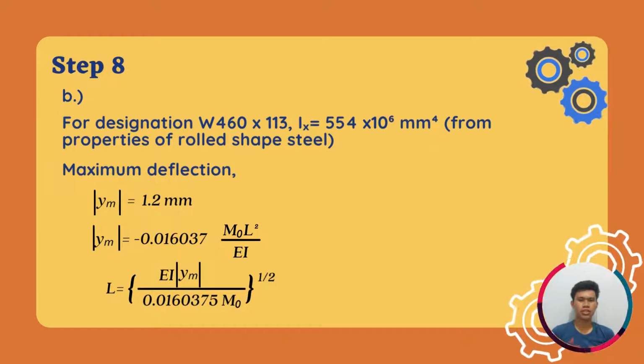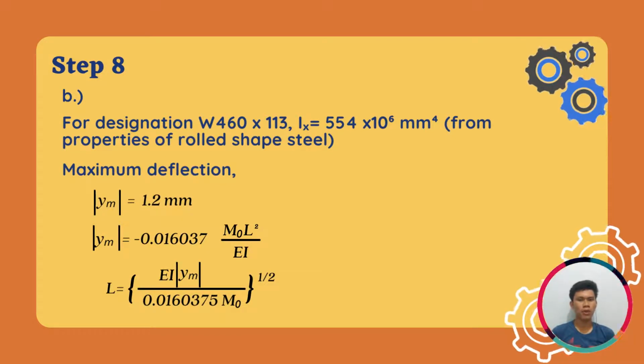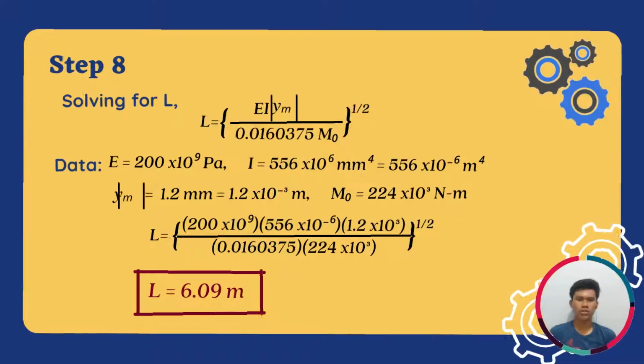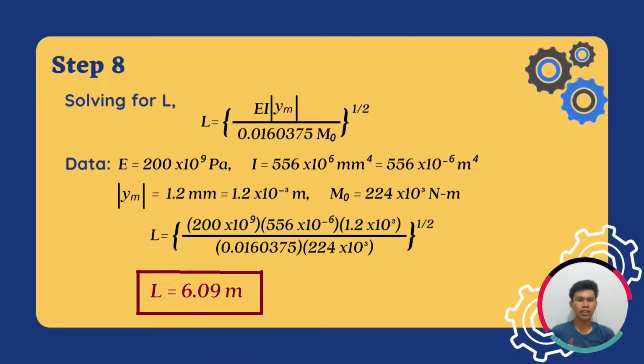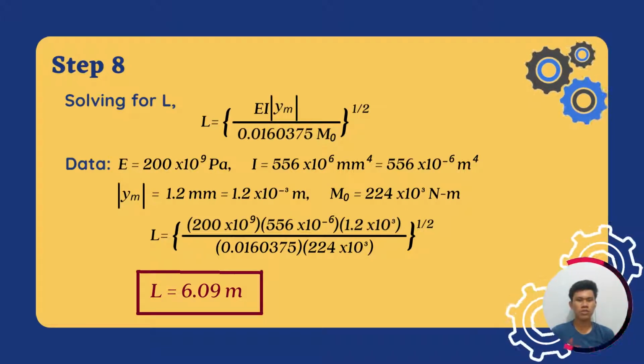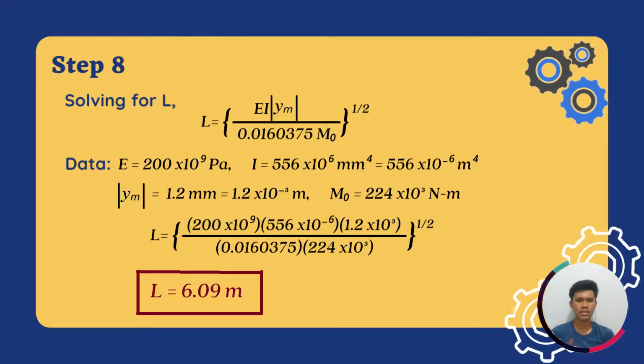Now for designation W460 by 113, we have our moment of inertia, which is equal to 554 times 10 to the power of 6 millimeters to the fourth. Since Y max is equal to 1.2 millimeters, and we already got the Y max equation, we can now derive our equation for L. So L is equal to EI multiplied by Y max over 0.016037 M sub 0, raised to 1 half.